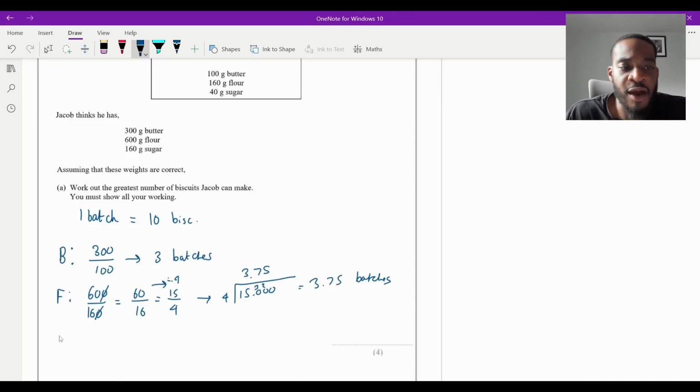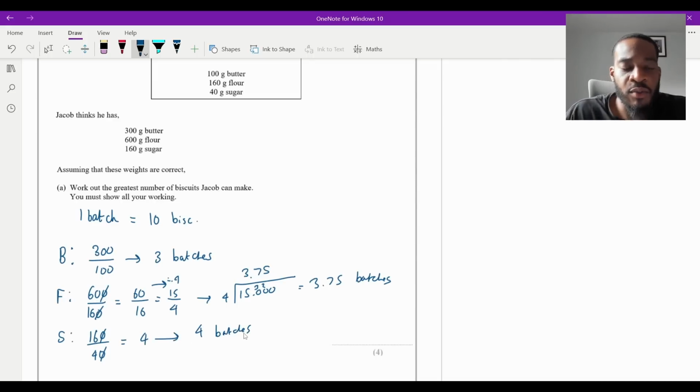Now for the sugar, S for sugar. How many grams of sugar does Jacob think he has? 160. How many grams do you need for one batch? 40. So you're going to figure out how many 40s go into 160, and that is just going to be 4, isn't it? Because that's just 16 over 4. So we have 4 batches here.